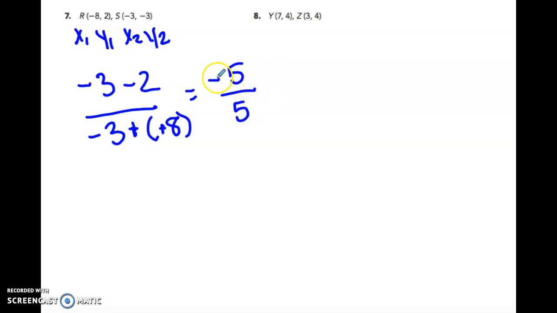All right, we have to simplify. Negative divided by positive is a negative, so it's negative. 5 divided by 5 is 1. So the slope is -1.